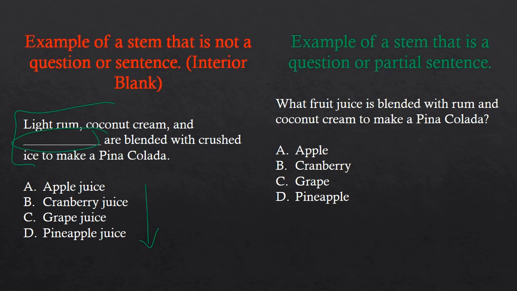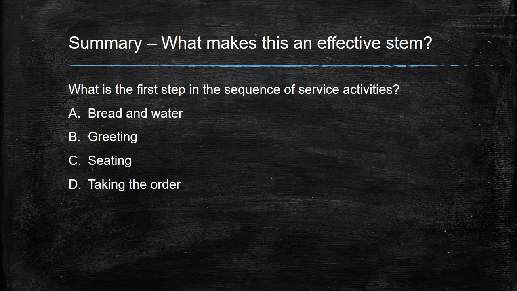On the right, we have a clear question that the student has to respond to. What fruit juice is blended with rum and coconut cream to make a pina colada? We also see that the word juice is now in the STEM in order to avoid having it in the distractors. To summarize, let's look at a final example and then recap the key points.